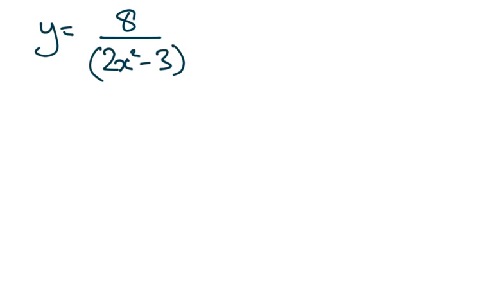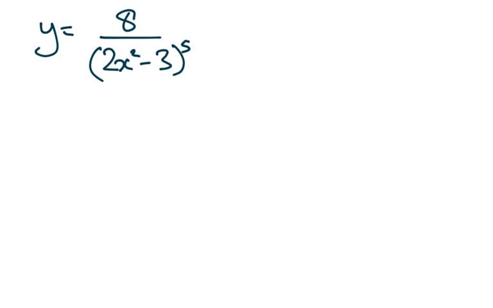What if I have y equals 8 over (2x squared minus 3) to the power of, let's say, 5. Yeah, let's make it a little bit complex. How would you do this? The steps are still the same.